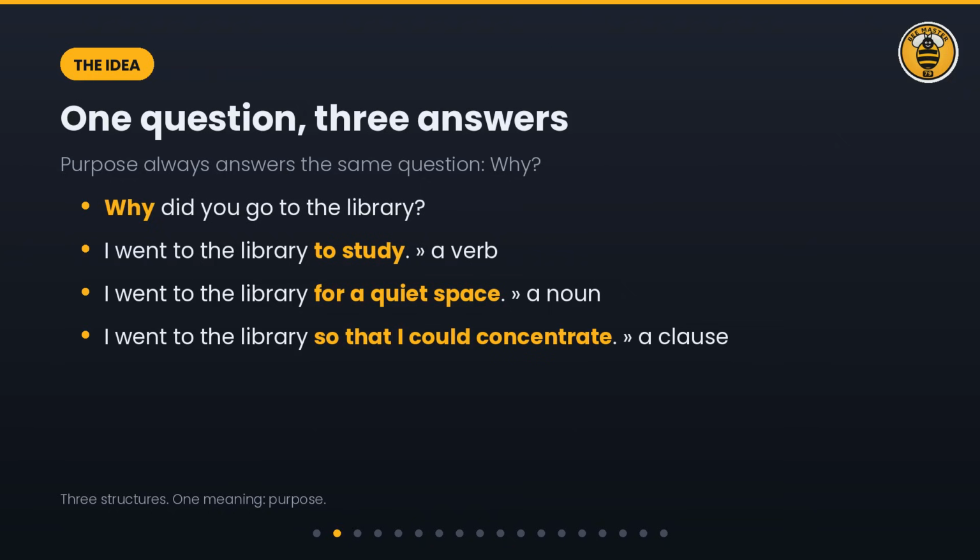Second, I went to the library for a quiet space. That is for plus a noun. Third, I went to the library so that I could concentrate. That is so that plus a whole clause with its own subject and verb. 3 structures. 1 meaning, purpose. Now let us look at each one properly.